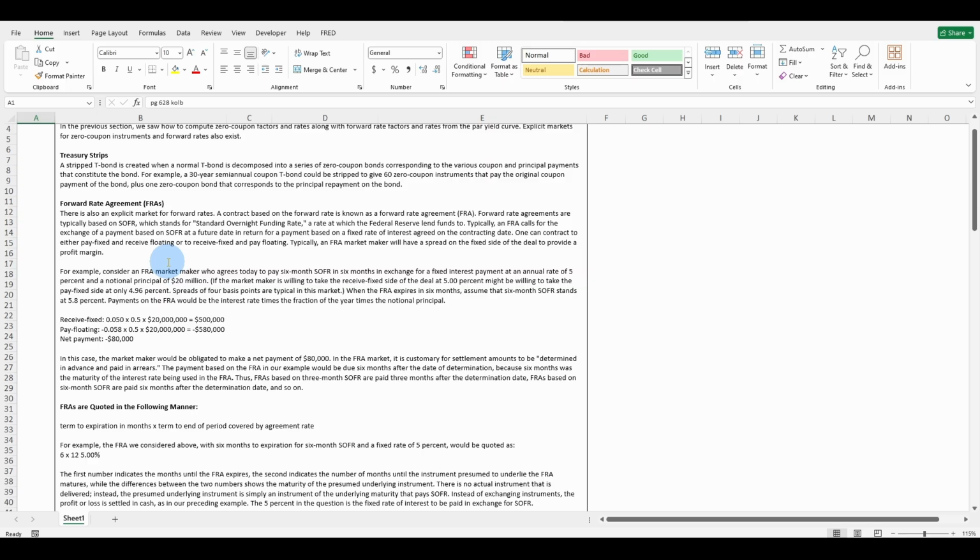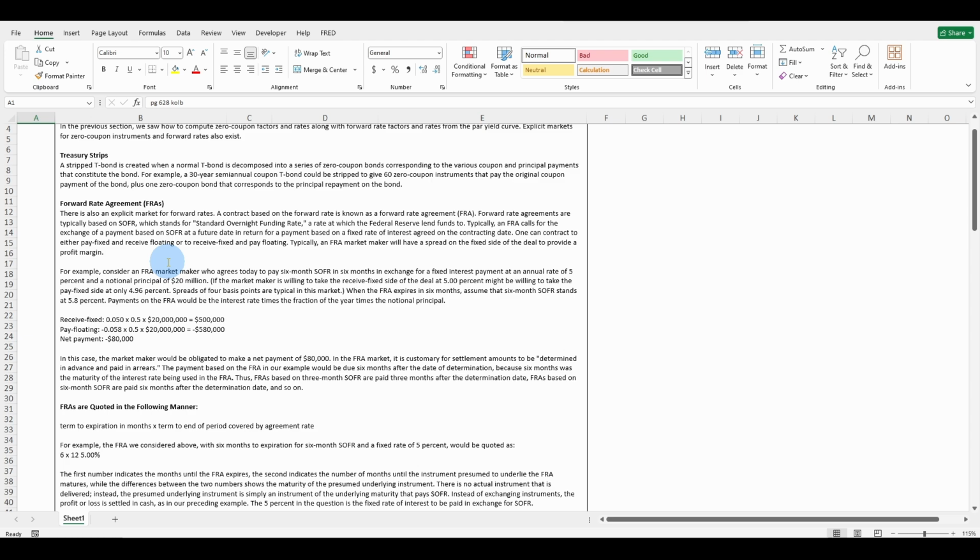Forward rate agreements. There's also an explicit market for forward rates. A contract based on the forward rate is known as a forward rate agreement. Forward rate agreements are typically based on SOFR, which stands for Secured Overnight Financing Rate, a rate at which the Federal Reserve lends funds. Typically, an FRA calls for the exchange of a payment based on SOFR at a future date in return for a payment based on a fixed rate of interest agreed on the contracting date. One can contract to either pay fixed and receive floating, or to receive fixed and pay floating.